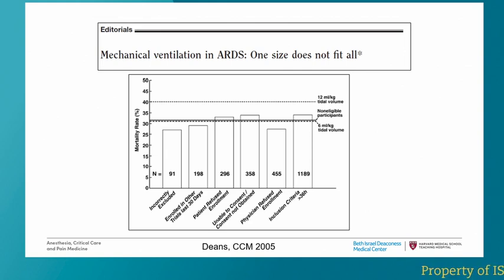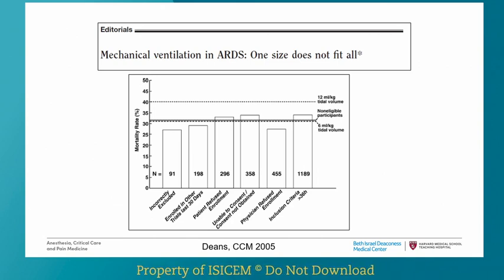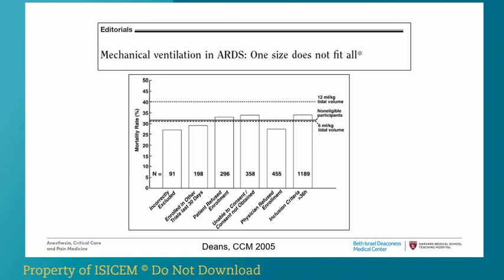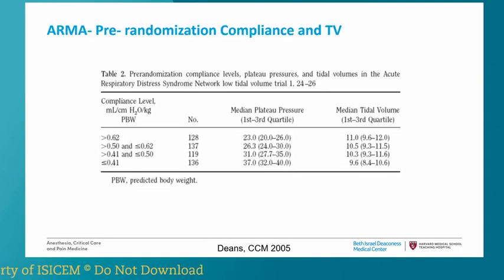So you have to ask yourself, was it the 6 mLs per kilo that saved people, or was it the 12 mLs per kilo that actually hurt people and drove the results of this trial? Because all of these excluded patients continued to receive standard of care ventilation at the time. And it wasn't random, the tidal volume that those patients received.